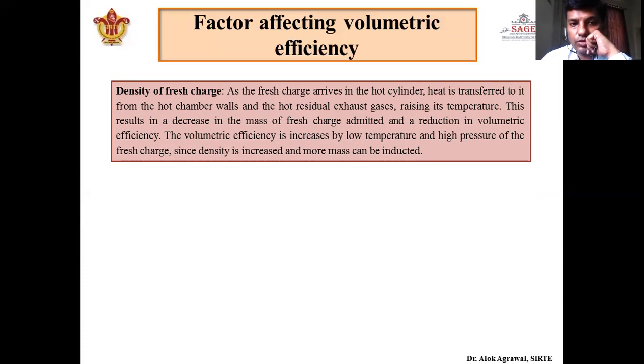So it can be seen that the volumetric efficiency is increased by low temperature and high pressure of the fresh charge, since density is increased and more charge can be inducted. Okay, so density of fresh charge again plays a very important role.